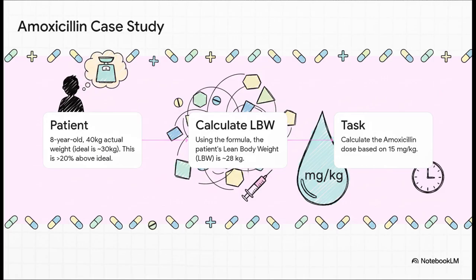Okay, so here's our patient, an 8-year-old, 130 centimeters tall, and weighs 40 kilograms. Now, their ideal weight should be closer to 30 kilos, so they are definitely over that 20% threshold we just talked about. We can use a formula to figure out their lean body weight, and it comes out to around 28 kilograms. So here's the crucial question. Do we dose amoxicillin for a 40-kilo child or a 28-kilo child?